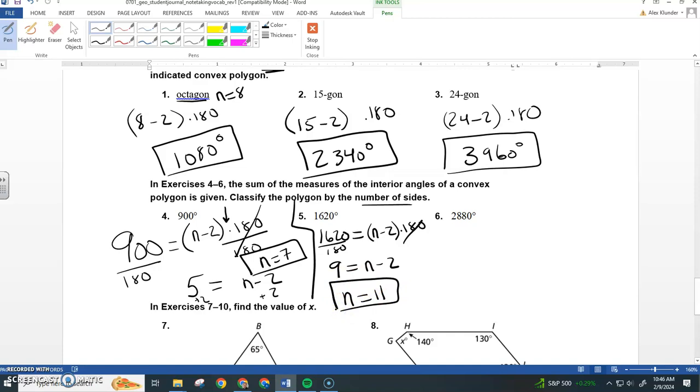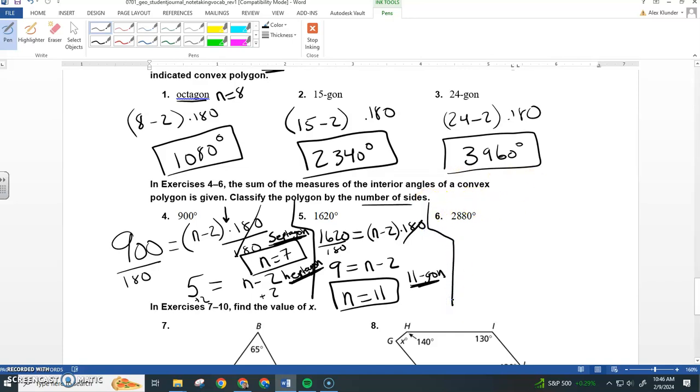Now, I don't have a name for 11 sides. I could just call that an 11gon. I do have a name for a 7-sided figure, and I could call that a septagon. Some people call that a heptagon. Just depends, honestly, on who your teacher is and whose class you're in. I mean, chemistry has certain prefixes that they use, so heptagon or septagon, either of those are acceptable. Let's go ahead and look at number 6, and why don't you guys try it?